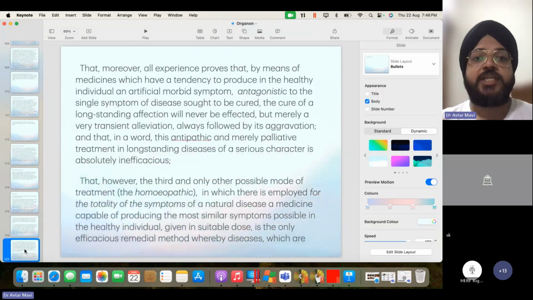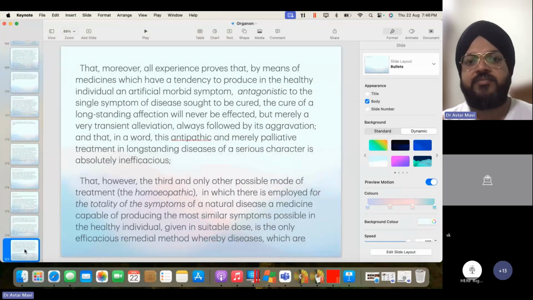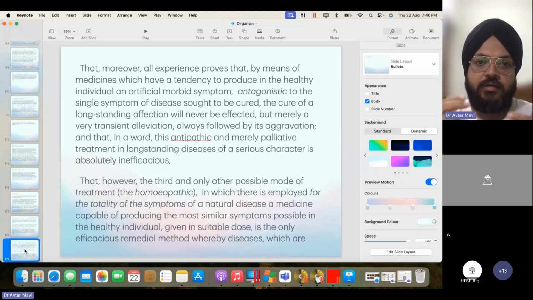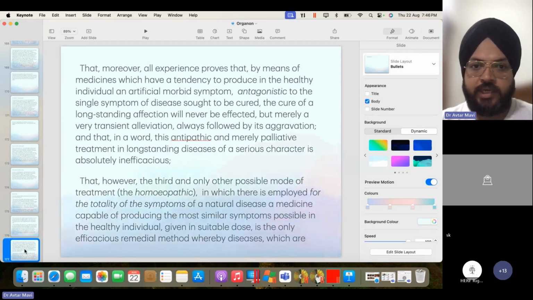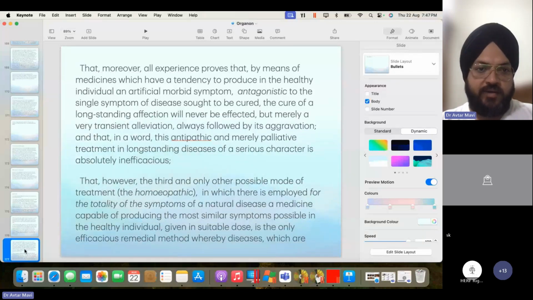Moreover, all experience proves that by means of medicines which have a tendency to produce in the healthy individual an artificial morbid symptom antagonistic to the single symptom of the disease sought to be cured, the cure of a long standing affection will never be effected. Again, the same thing: any medicine which cures antagonistically cannot give a lasting cure, only a very transient amelioration for a very small time, which will be followed by aggravation.